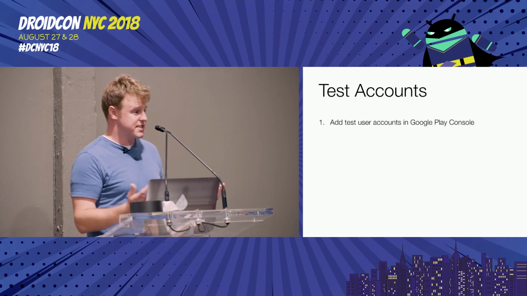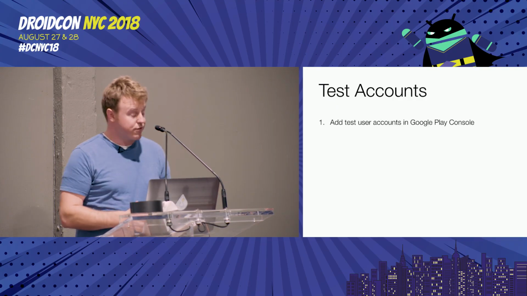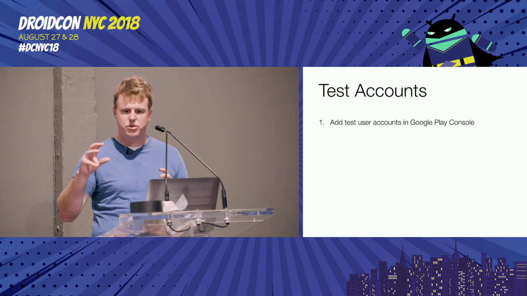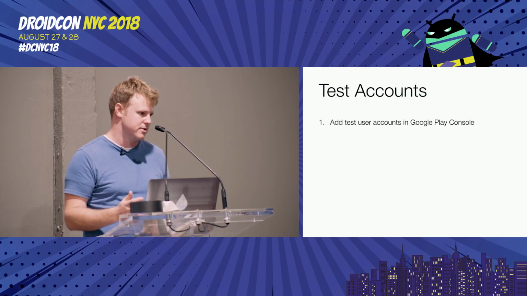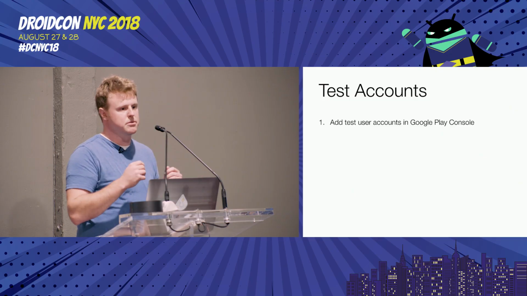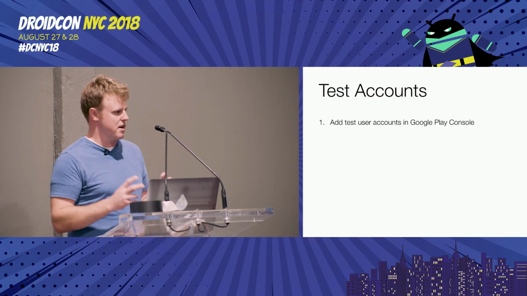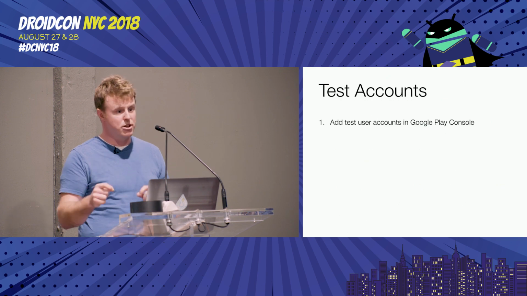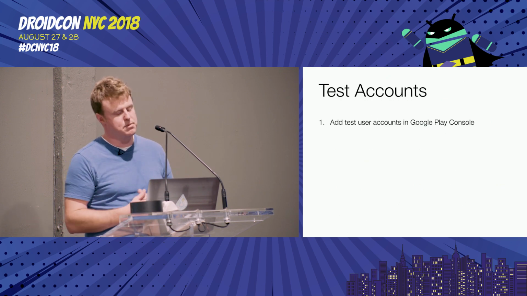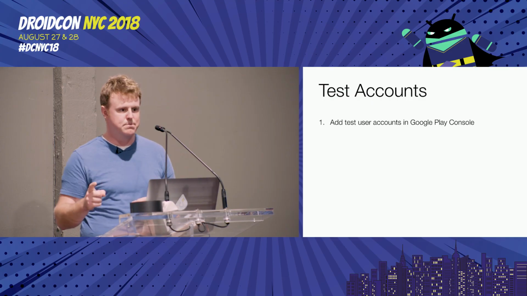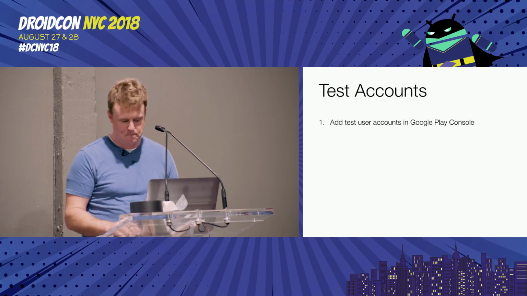So, the steps to implement test accounts. First, you need to add test user accounts to the Google Play console. So somewhere in your developer account on the Google Play console, you enter some Gmail accounts. And these are the accounts that are your test accounts. It should be noted that this is on your developer account on the Play console, not per app. So anybody who's a tester in one of your apps is a tester in all of your apps.